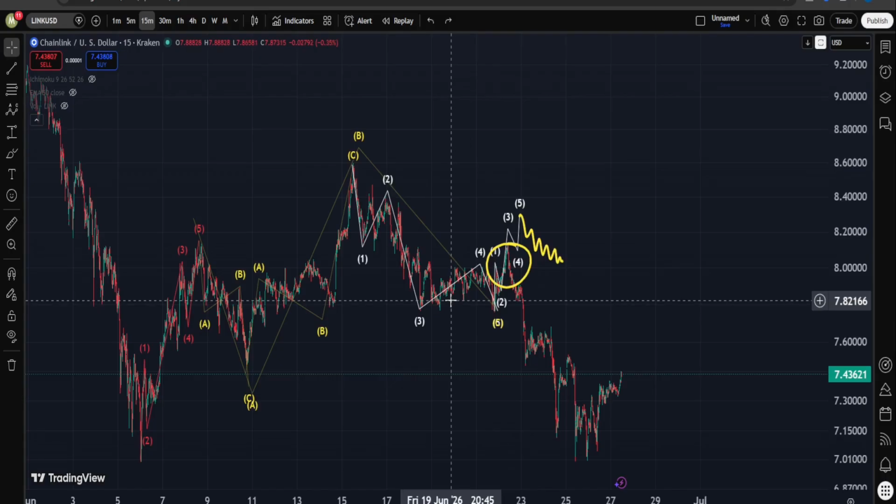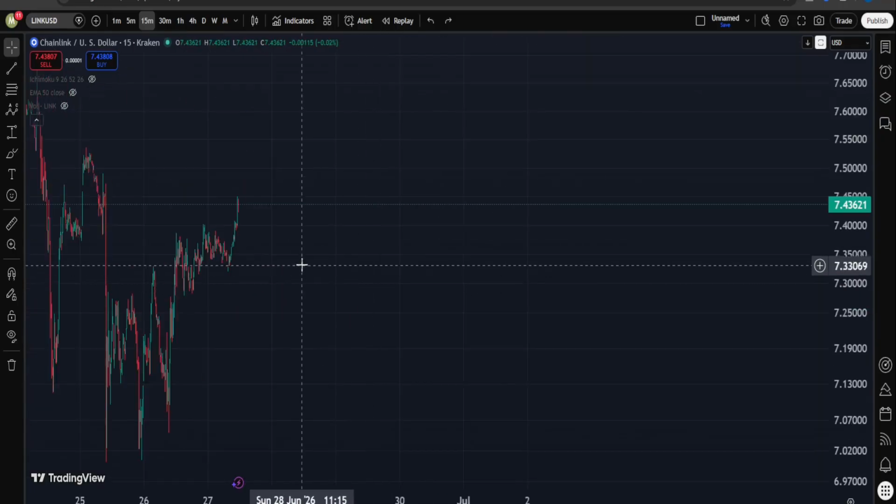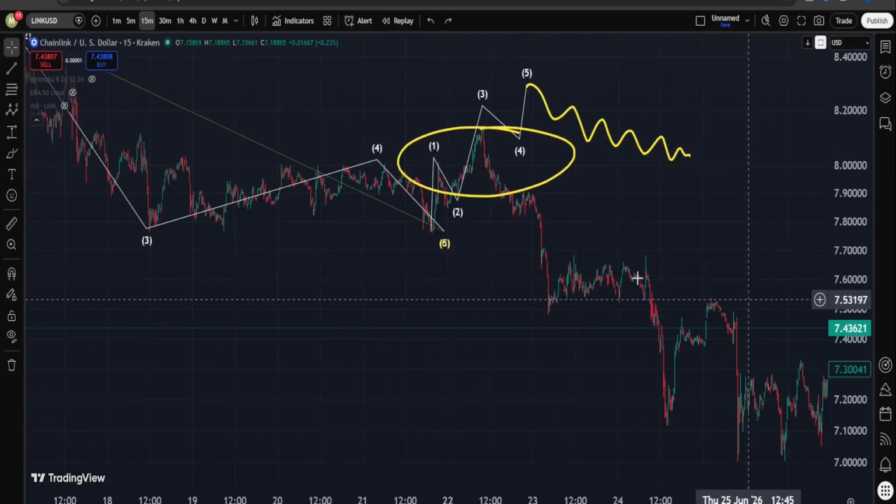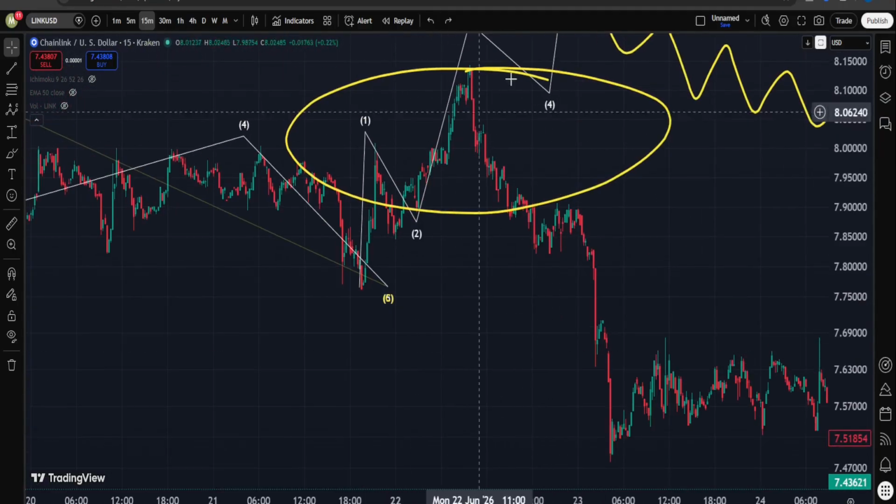Welcome back. Let's do an update on Chainlink's price chart, and as you can see by the drawings, the last time that we talked about this, it was specifically right in here, and this ended up being one of those examples that I got absolutely 100% right.